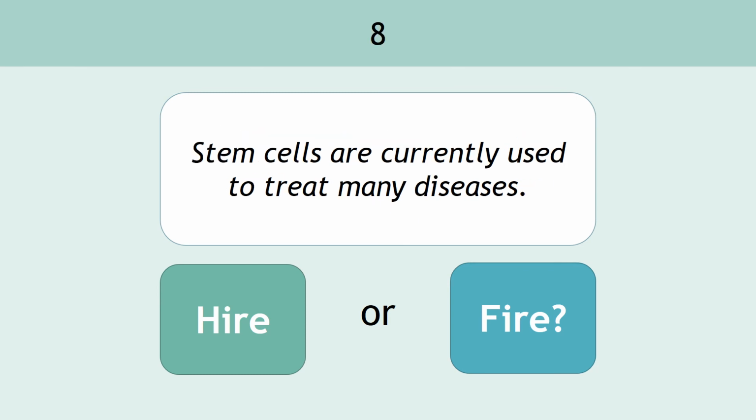Number 8, stem cells are currently used to treat many diseases. That would be a fire. Currently, it's not many diseases, it just has the potential that it could be used to treat diseases.